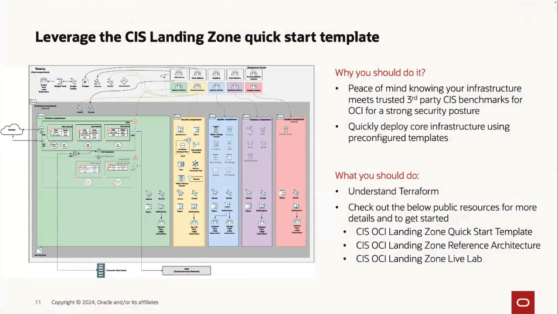CIS is the Center for Internet Security. They're essentially a community-driven group of third-party organizations that have created controls and benchmarks to help customers secure their data across many different vendors and environments. Essentially, they're the best practices to secure the configuration of a target system, the target system in our case being OCI.